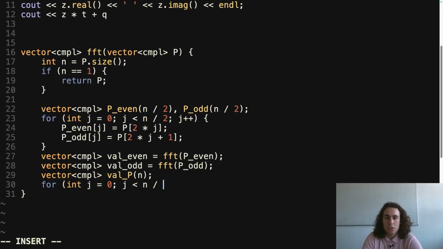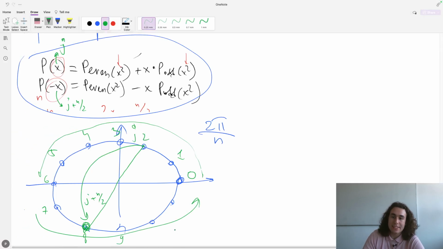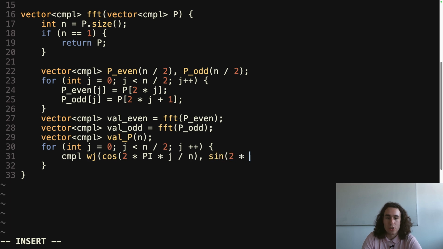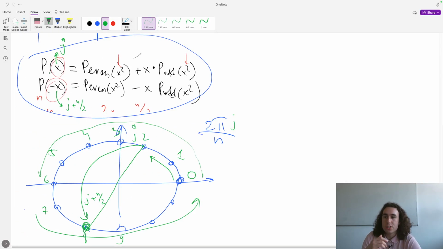So we go through the first half, we compute what is the x, right? Our angle is 2 pi j over n, and given the angle, we know how to compute our value. It's a cosine of 2 pi j over n and sine of 2 pi j over n. And now we just use this formula, right? For the jth one, we just take this and this.